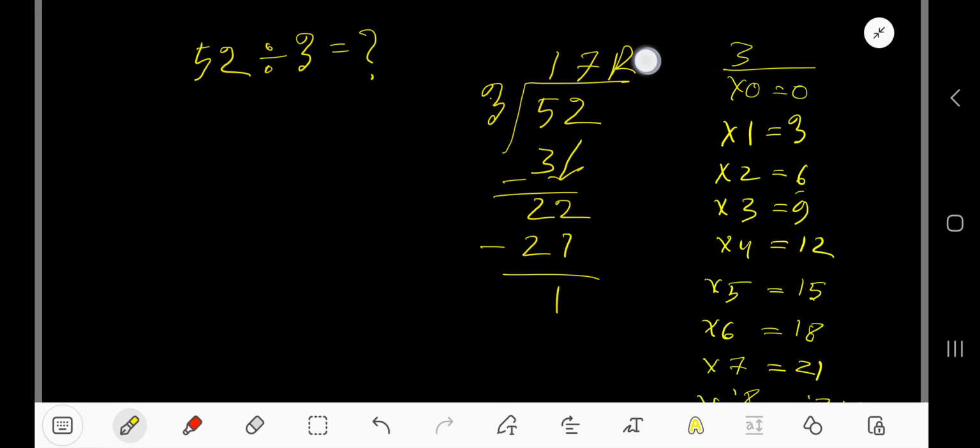But if you want to write your answer in decimal form, what will you do? Just take a decimal here and add the number of zeros according to your need. Bring down the first zero. Before this zero there is a decimal. The decimal must come into the quotient directly.